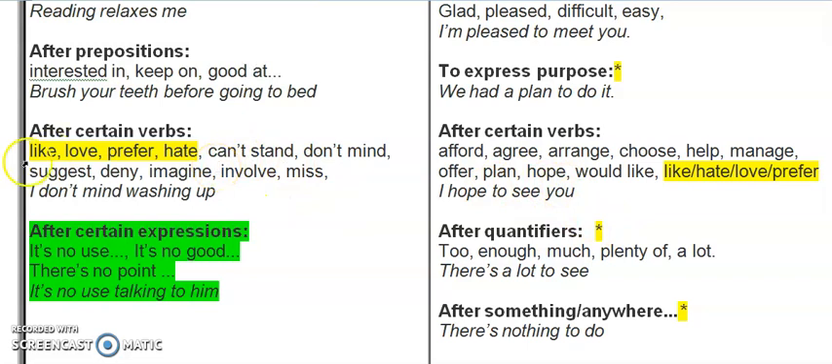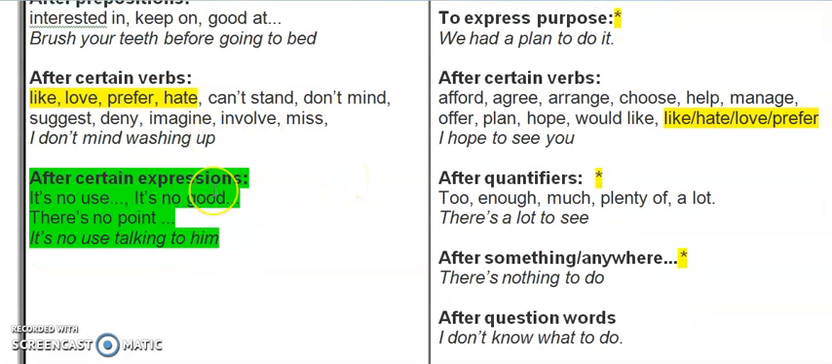Okay. Verbs like love, prefer, or hate, as you can see, are listed here and also in the infinitive side because they can be used with both verbs, right? But there are some others like can't stand or don't mind. They are in negative because we normally use them negatively. Or suggest, deny, imagine, involve, miss. They are always followed by gerund, right? And there are some other expressions like there's no use, or it's no good, or there's no point, or it's no point.